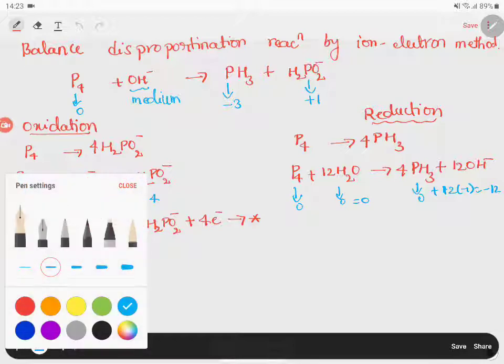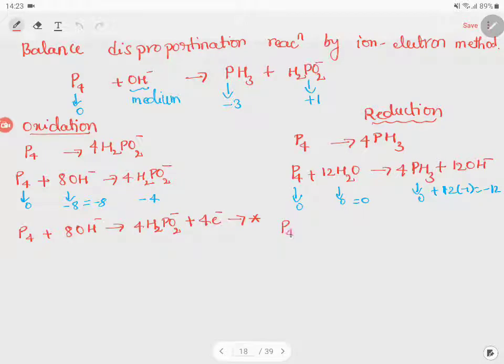How to balance the charge? As I mentioned earlier, electrons should be used. How many electrons are generated now? You have to add 12 electrons. Where to add? Since it is reduction, add it on the reactant side. Therefore, the equation should be P4 plus 12H2O plus 12 electrons, giving 4PH3 plus 12 OH minus. Let us call this equation number 2.